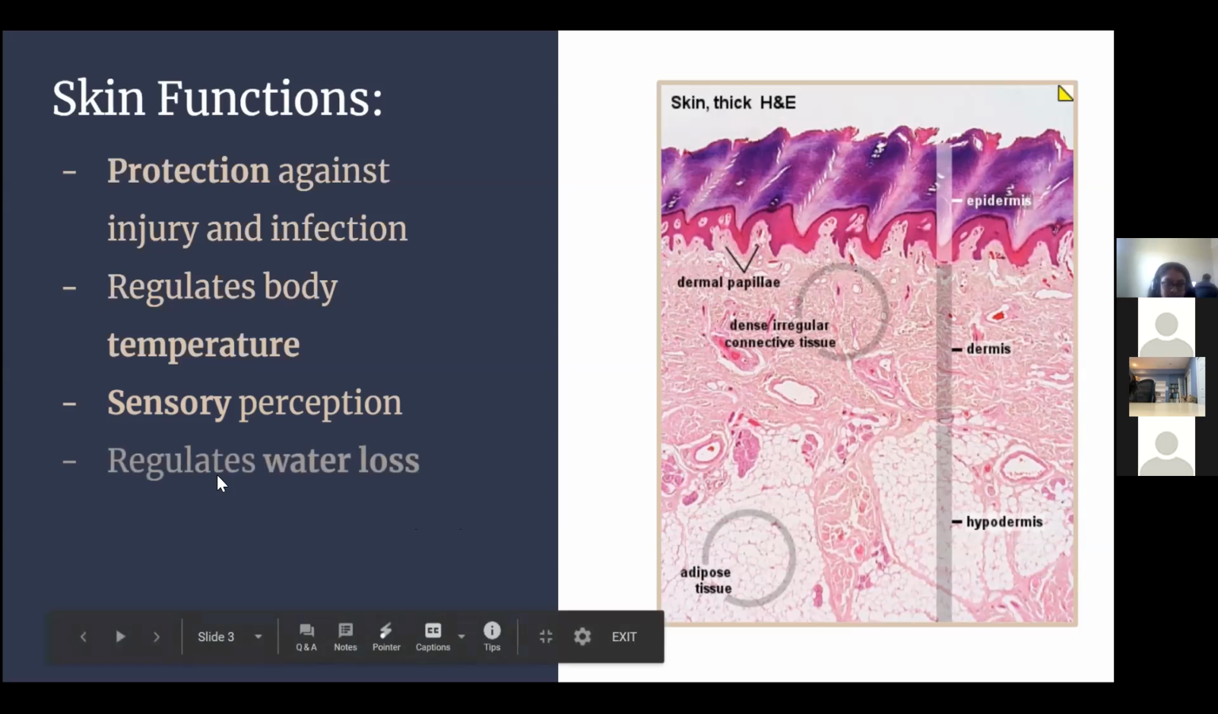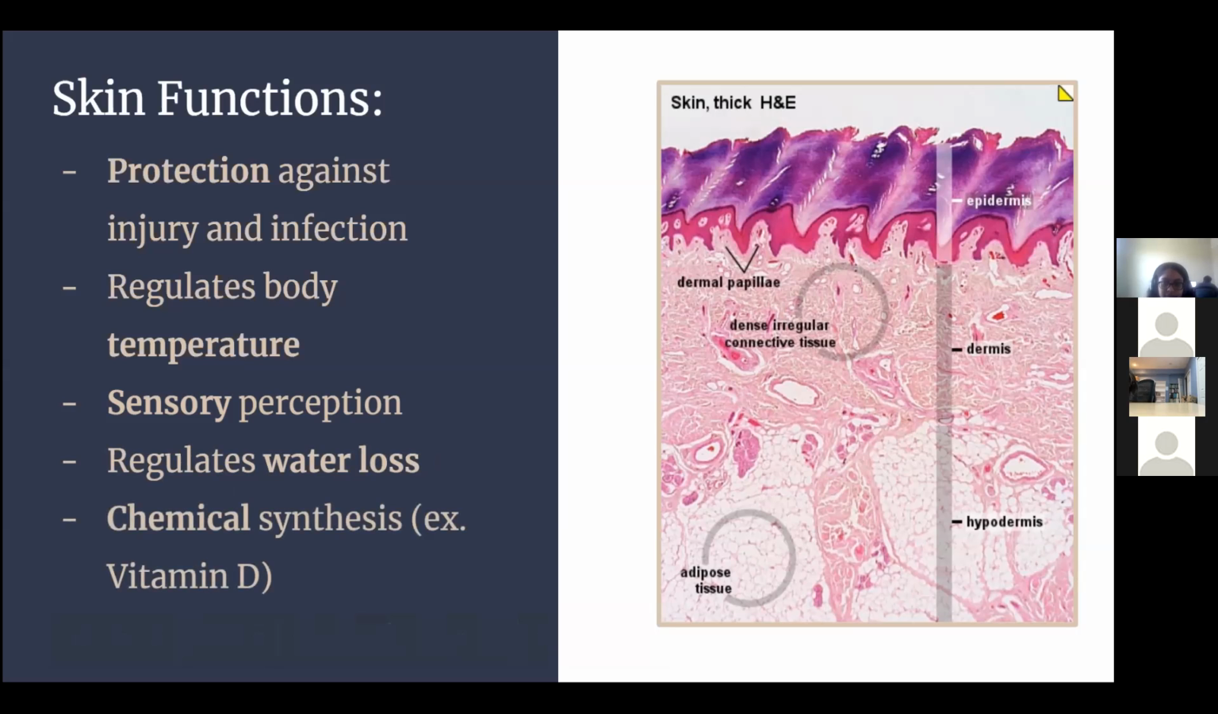Also, it helps regulate water loss. So if you don't drink enough water or you have too much water, it tries to compensate in your sweat and things like that. Someone mentioned this already, but it is involved in chemical synthesis, like vitamin D. I saw a video that said humans are kind of like plants because they need sunlight to create things. We use UV rays to create vitamin D. And if you remember from the previous lectures, vitamin D is useful because it helps store calcium. So vitamin D is good for everyone, guys, and you should stay outside.